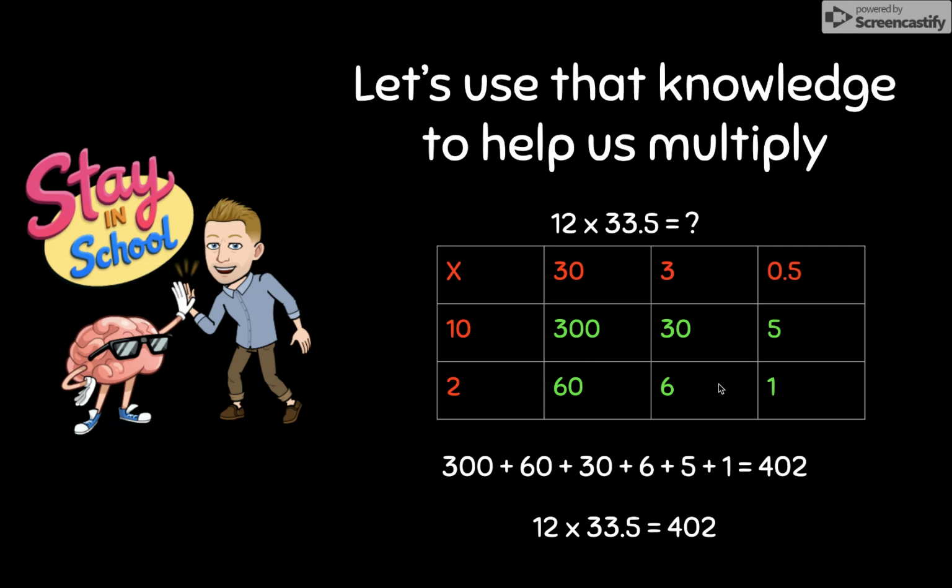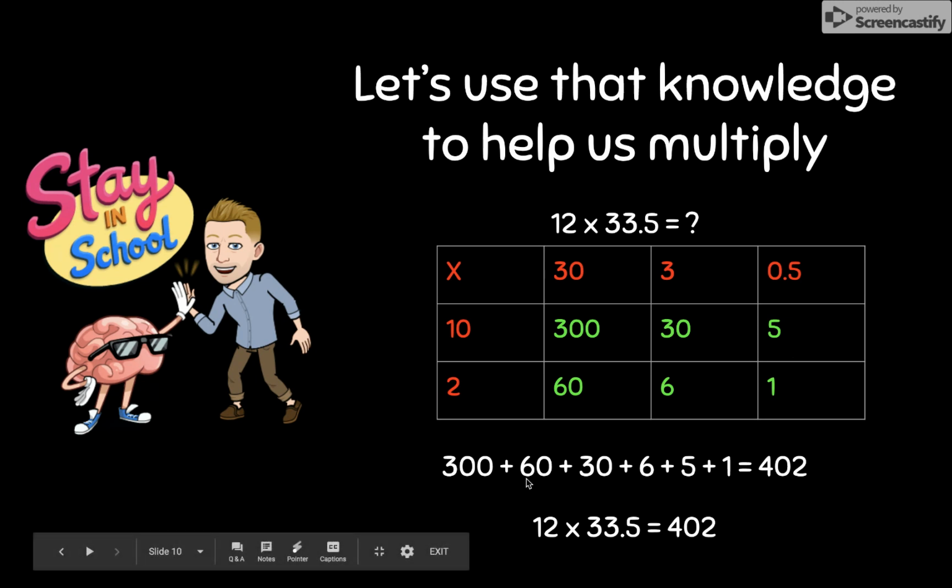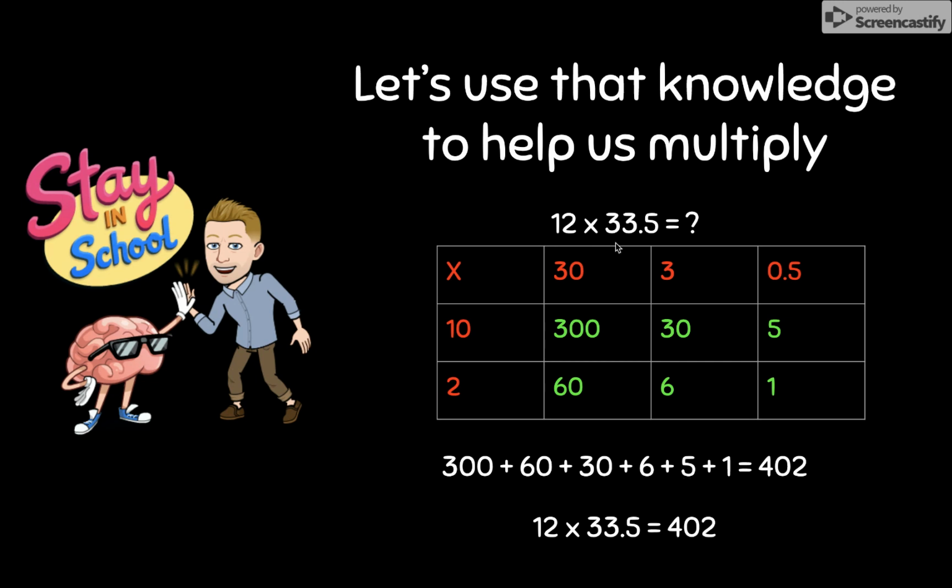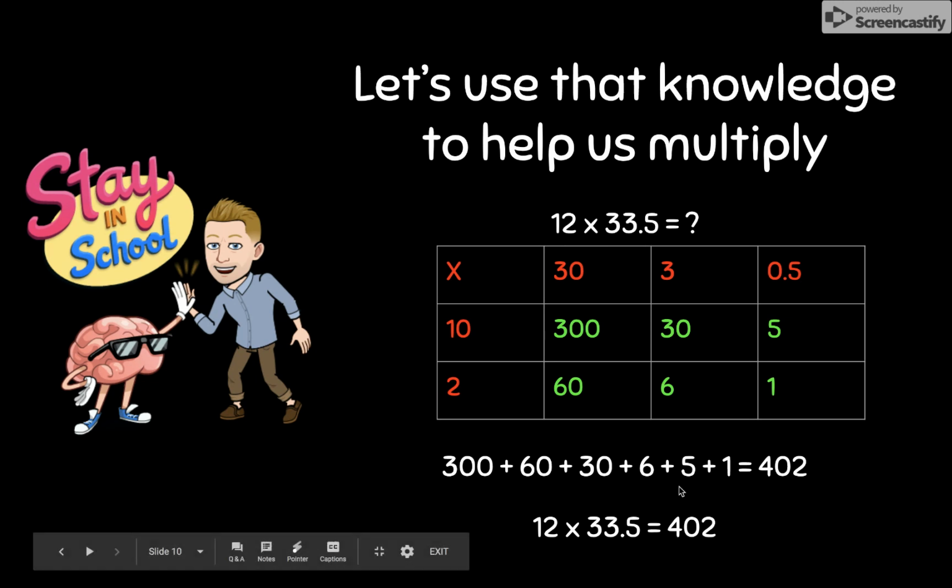So here are all of my products, and then I need to add them all together. So I've gone 300 plus 60 plus 30 plus 6 plus 5 plus 1, and that equals 402. So 12 groups of 33 and a half equals 402.